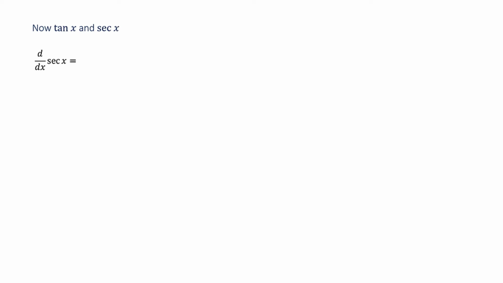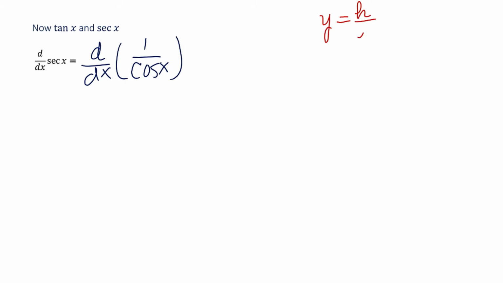d/dx of secant x. We'll use the trig identity that secant is 1 over cosine of x. Now we have a quotient, so we'll use the quotient rule again. The quotient rule states if y is equal to the ratio of the high function divided by the low function, then the derivative is equal to, don't forget that the low is squared in the denominator, low d high minus high d low. Let's apply that rule.